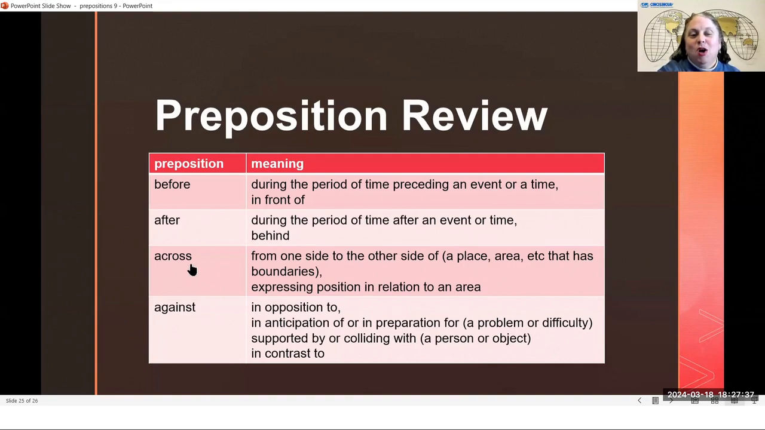Okay, so across was the next preposition that we had. And we said that across can mean going from one side to the other side of a place or an area. And that place has to have boundaries. If you don't have the beginning and the ending, then you can't go from one side to the other side. And you don't have to always be able to see the boundaries.